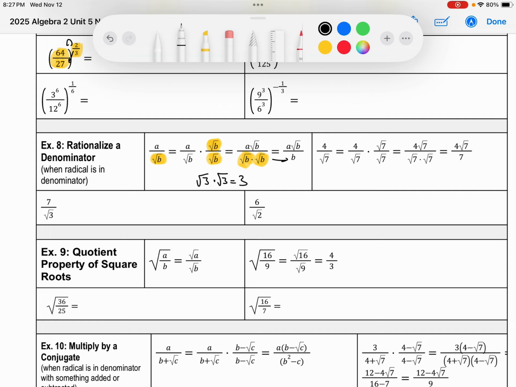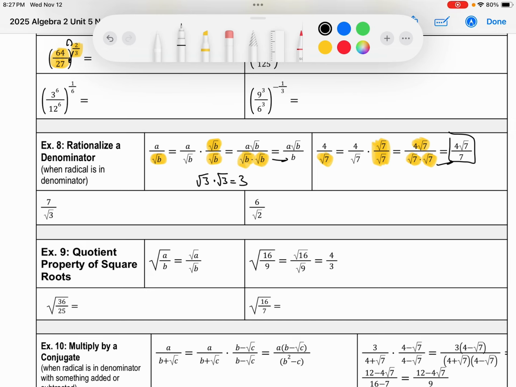So putting some numbers to it, if I had 4 over the square root of 7, I would multiply by the square root of 7 over the square root of 7. That gives me 4 times the square root of 7 on top, and then the square root of 7 times the square root of 7 on the bottom, which simplifies to just 7. So we now have 4 square root of 7 divided by 7, and that gets the square root out of the bottom part of the fraction.